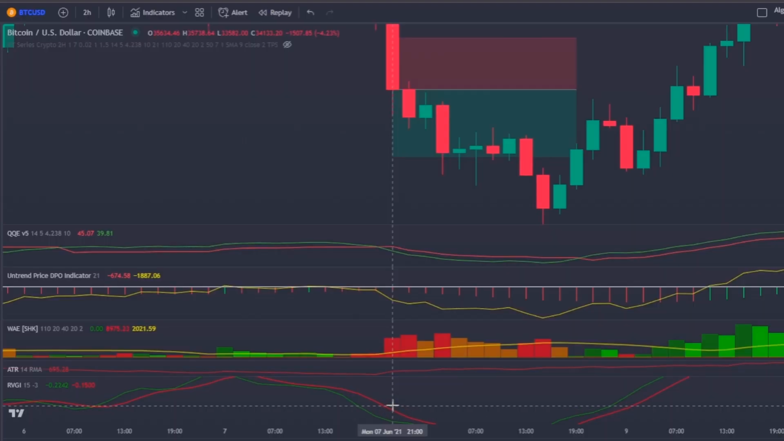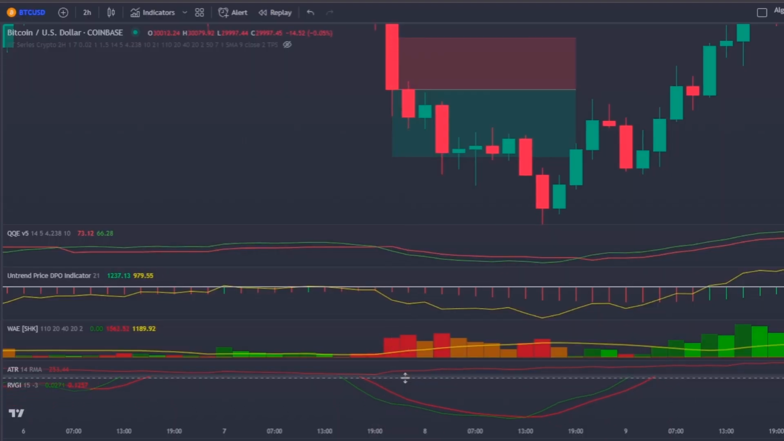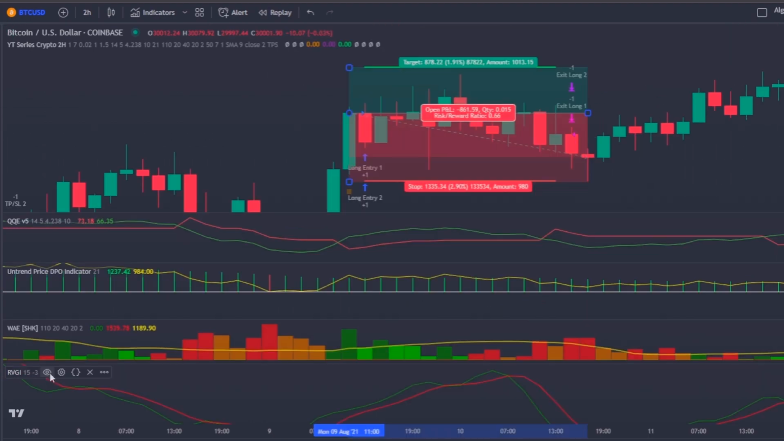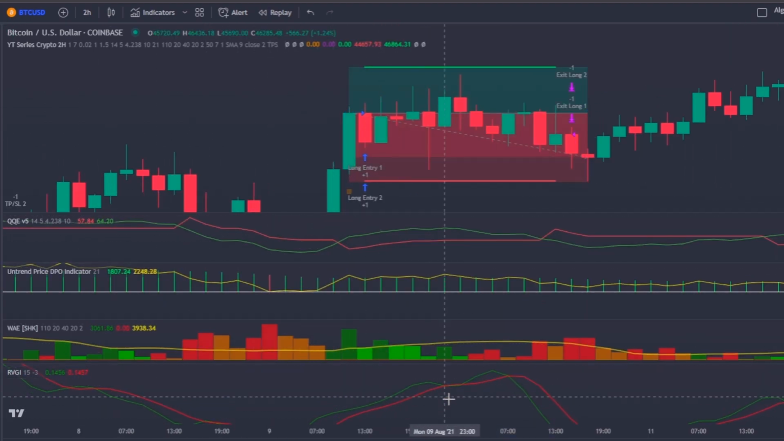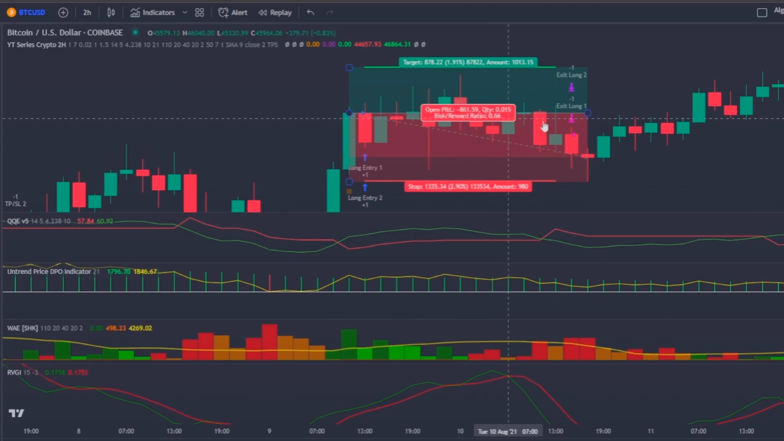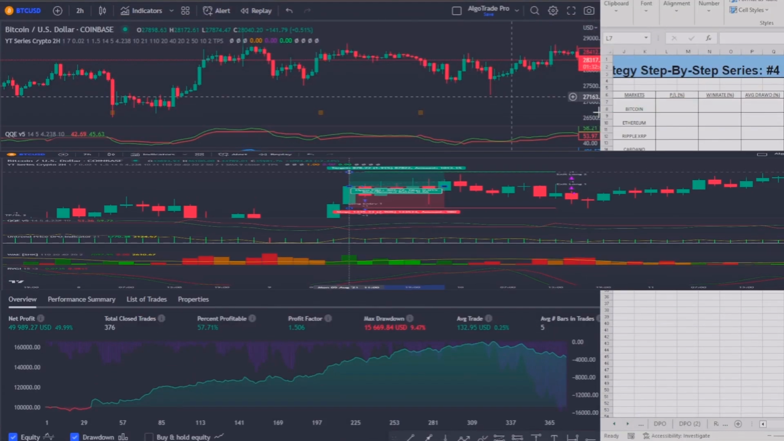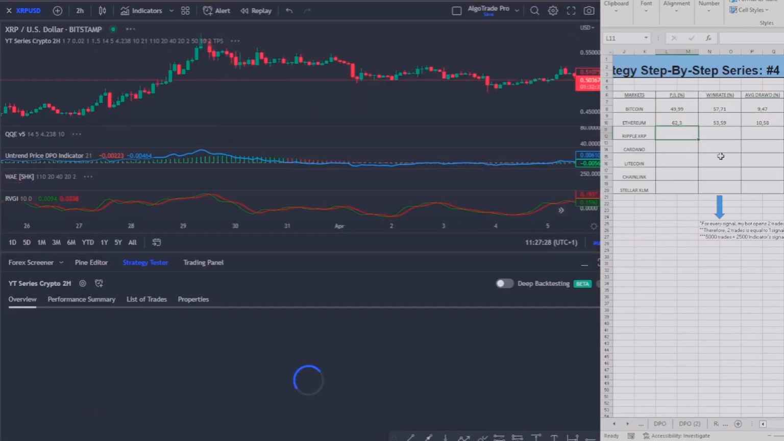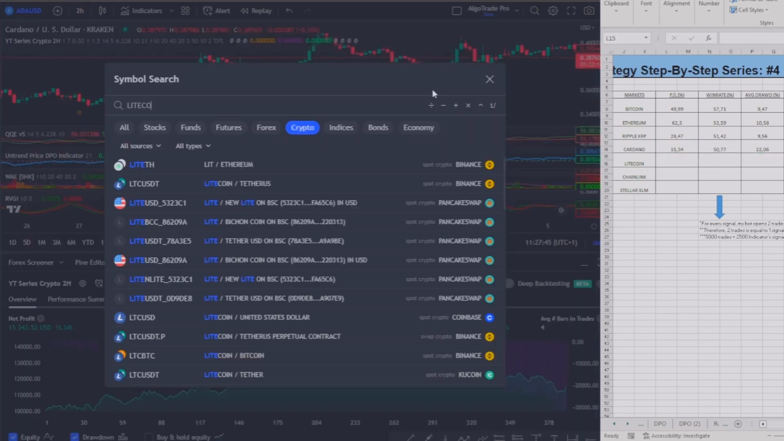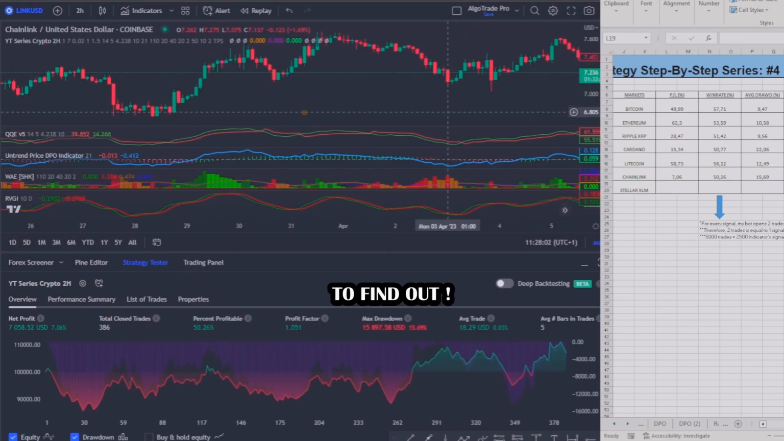Have in mind that I only showed you 2 examples with the relative vigor index, and examples that were chosen in order to give you a good example of how an exit indicator works. It does not mean that this is the best exit indicator for our strategy. We will have to do a bigger backtest to find out.